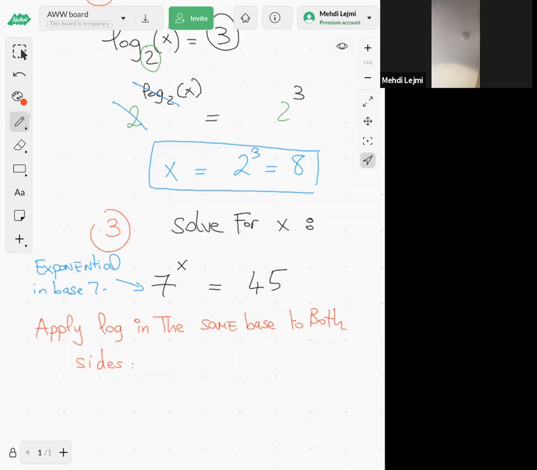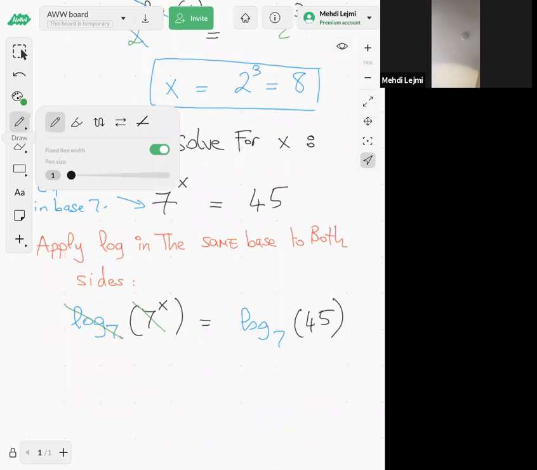Okay. So then I'm going to have my log in base 7 here. This is 7 to the power x, and here I have 45. Now, this is the log in base 7, and this is exponential in base 7. So they cancel out, and so I can get my x. So here's my x equal to log in base 7 of 45.